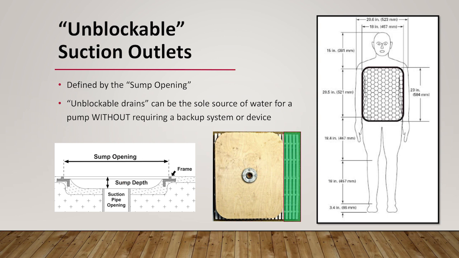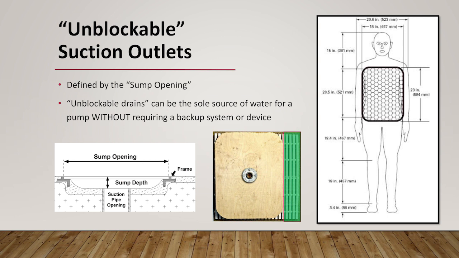So let's review unblockable again. So unblockable is a cover that does not completely shadow the sump opening. It could be a channel, a thin one that sticks out. It could be a circle where just part of the edge sticks out, or it could be a big square one like this, or big rectangles. So these are classified as unblockable.